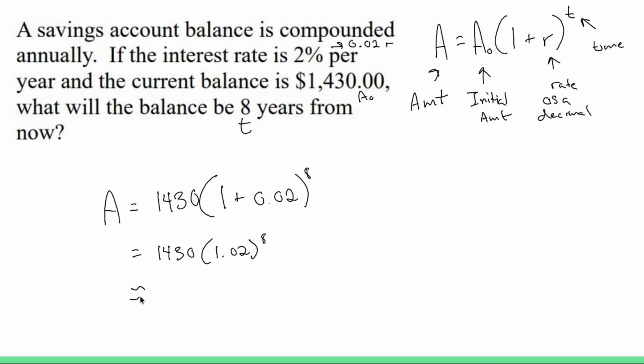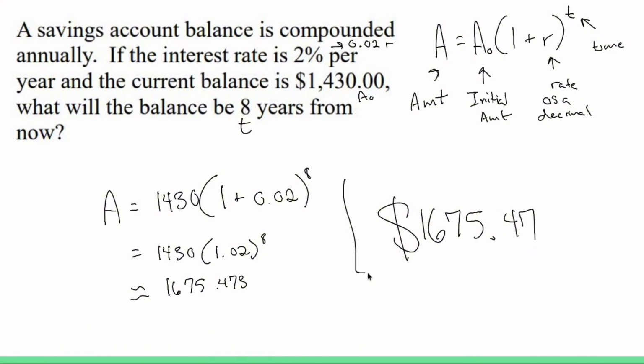Okay, so I ended up with 1675.473, and so on. I'm purposely doing that, reminding myself that this is money. So my answer is actually going to be $1,675.47. You're not going to round up, you're going to round down. And that's what you do with the regular percentage formula.